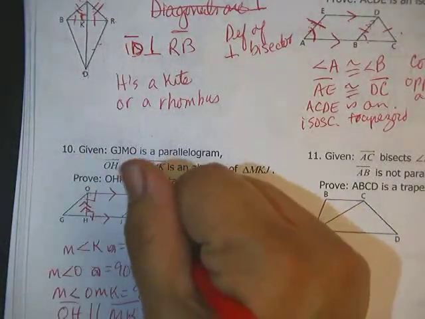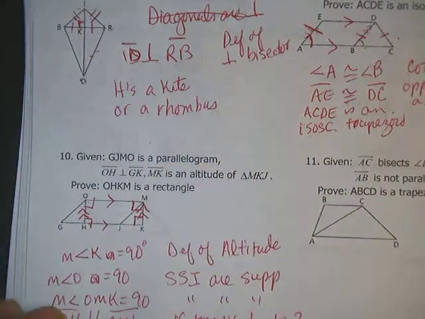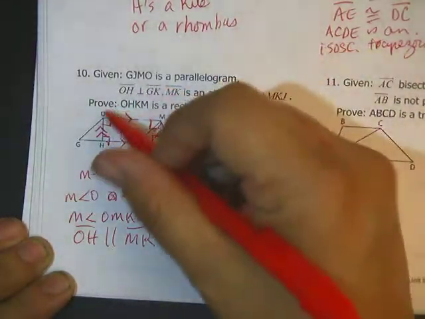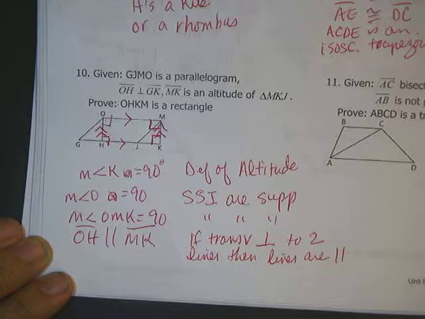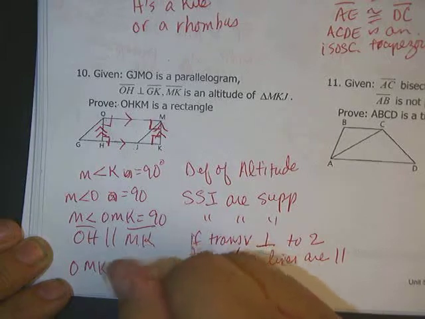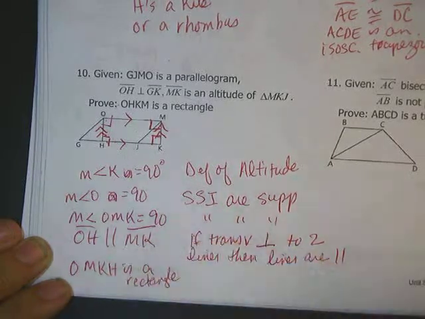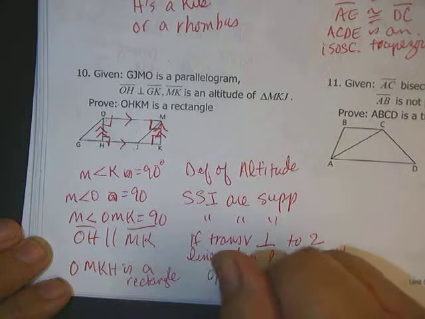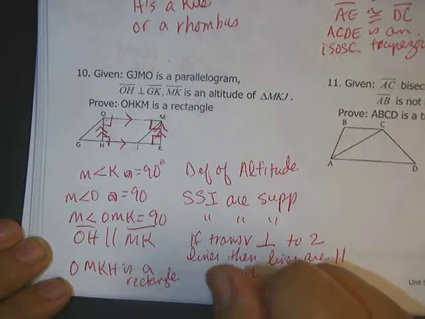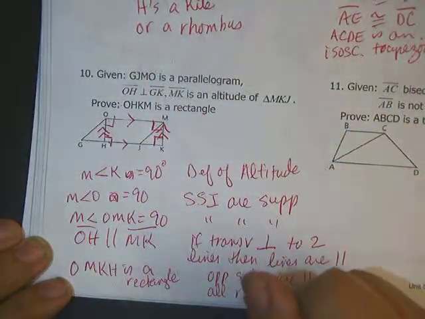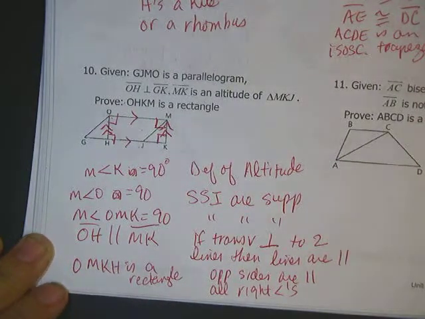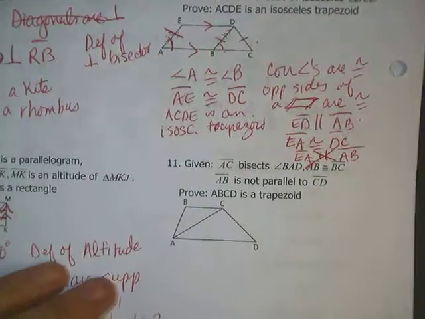Okay, so now I know these are parallel, so I can definitely say this is a parallelogram. It's got right angles in it, and therefore it has to be a rectangle. OMKH, I'm sorry, a rectangle. That's like my kids who said, it's a square. All right, that's because opposite sides are parallel, so it's a parallelogram. And all corners are right angles. So those two things make it a rectangle.